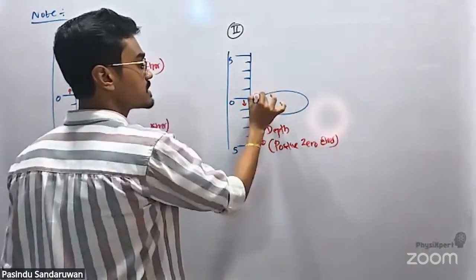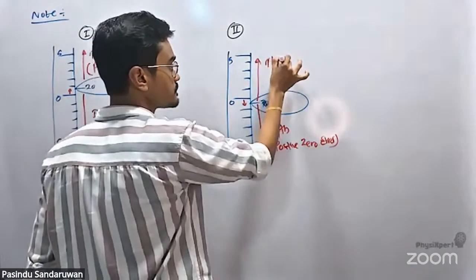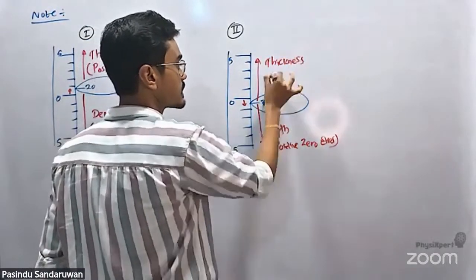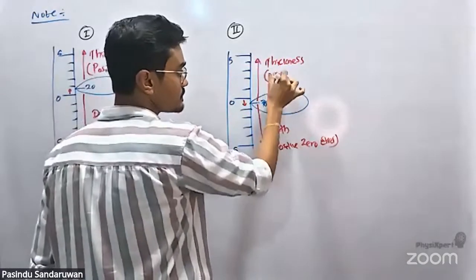And if you measure a thickness in this direction, starting from here, for thickness there is a negative 0 error.